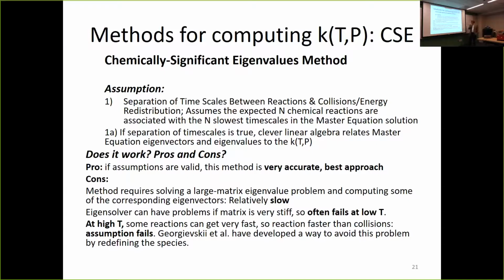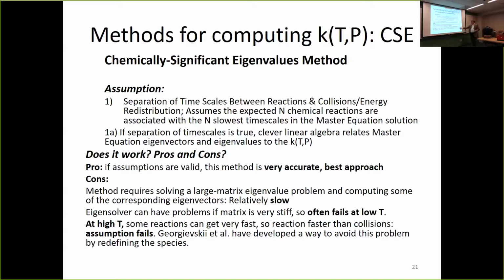because you don't know whether you can trust the rate coefficient you got. And at high T, some of the reactions get very fast, and so the reactions really are faster than the collisions physically. So this assumption is wrong, and therefore it fails too. So this method works really well at moderate temperatures where it's the best method, but it physically is incorrect at high temperature and numerically has tons of problems at low temperature. And so there's a little range of conditions where it works pretty well.